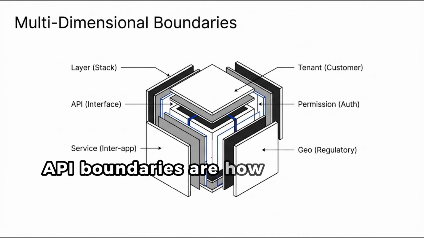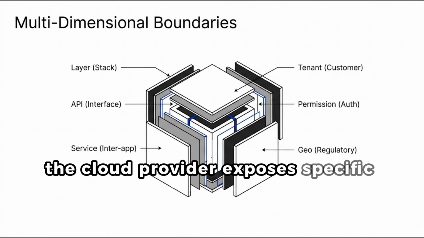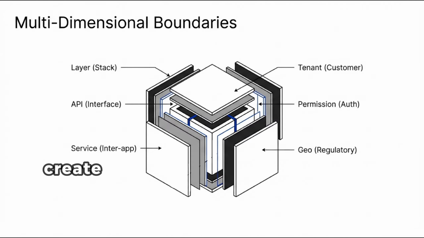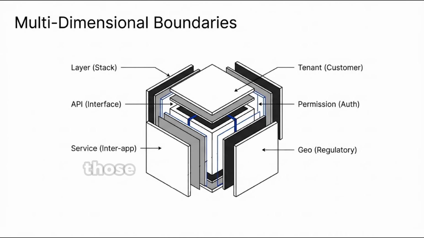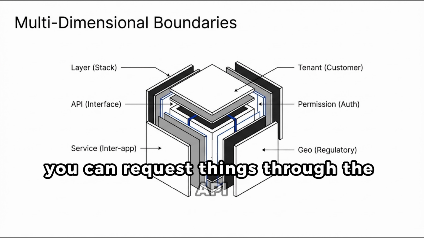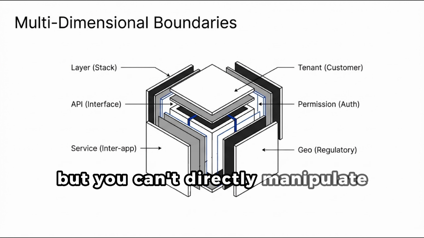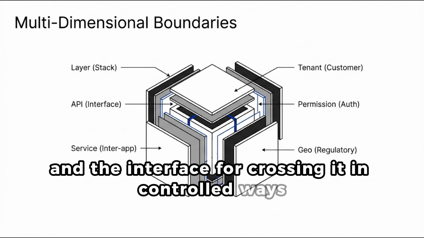API boundaries are how you interact with services. The cloud provider exposes specific API endpoints: create a VM, upload to storage, query a database. Those endpoints define the boundary. You can request things through the API, but you can't directly manipulate the underlying systems. The API is both the boundary and the interface for crossing it in controlled ways.